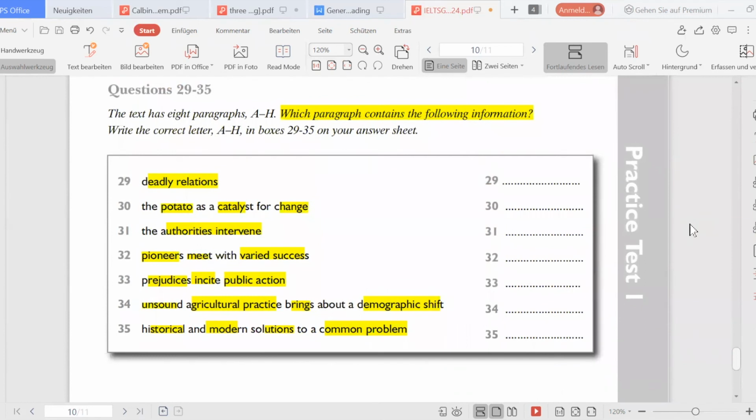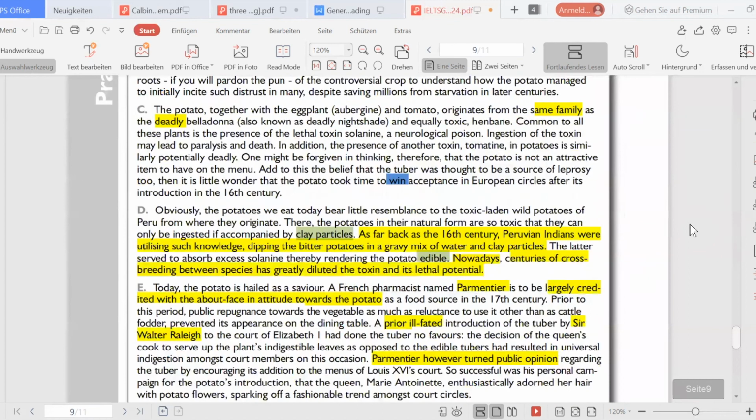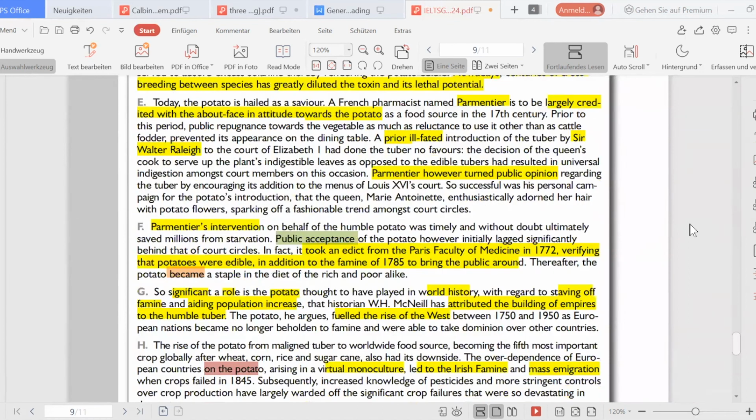31, the authorities intervene. This you will find in letter F. Okay, actually the word intervention is here, and then Parmentiers, if you do a good scanning job, you will see that he's an authority.